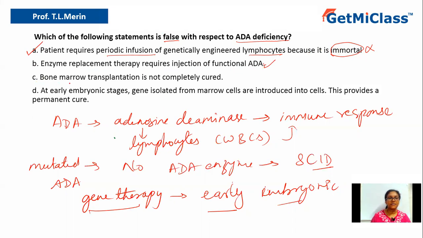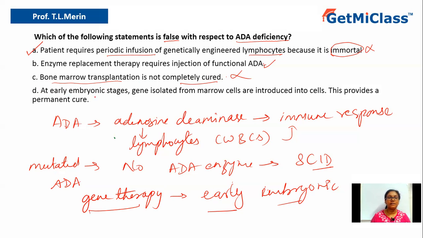Option C says bone marrow transplantation is not completely cured. Like, it doesn't completely cure ADA deficiency. Why are they doing bone marrow transplantation? Because in bone marrow only these WBCs are produced, right? If these WBCs produced in bone marrow have mutant ADA, they transplant the bone marrow with marrow which can produce lymphocytes with normal ADA, and it will produce the enzyme. But again, this is not cured completely. So it is not the answer, but the statement is correct.